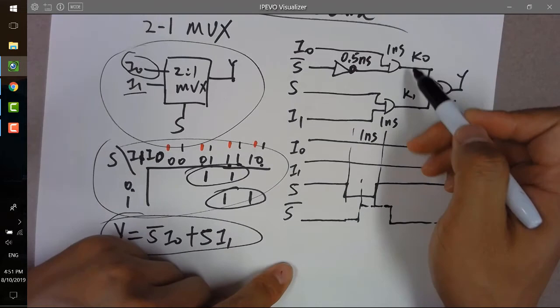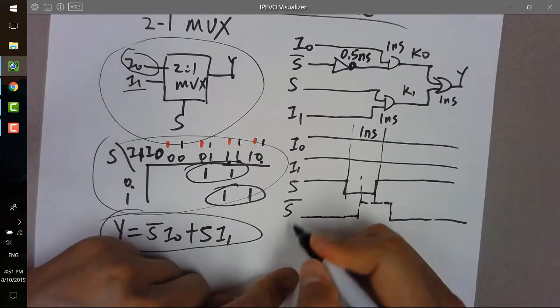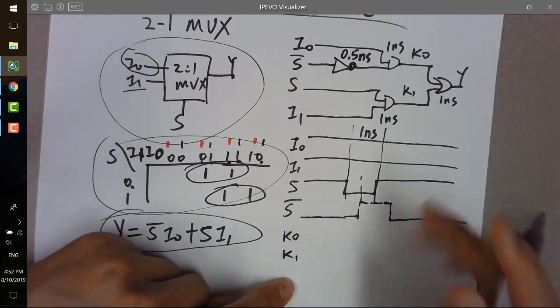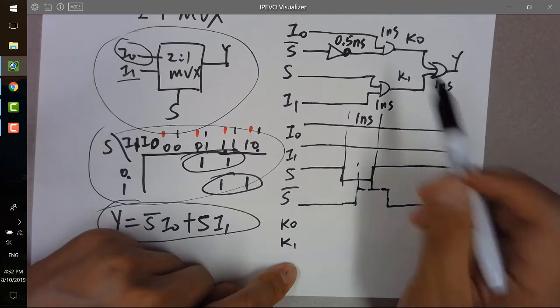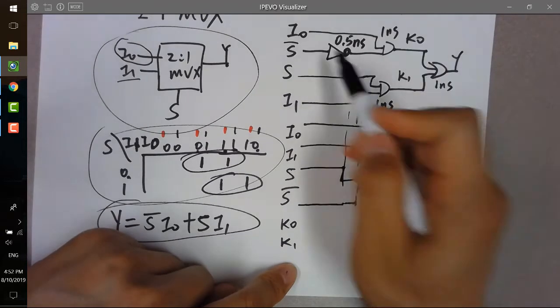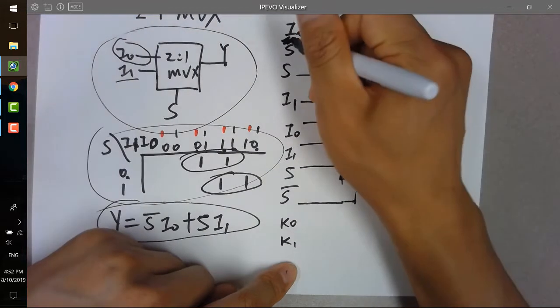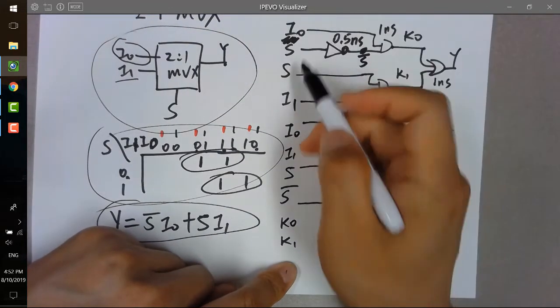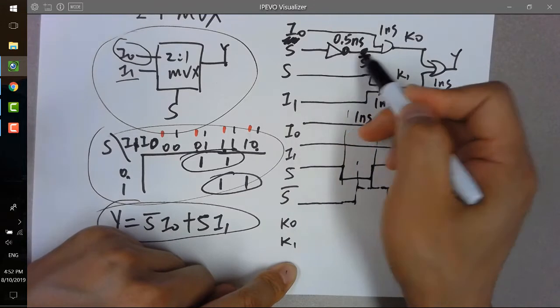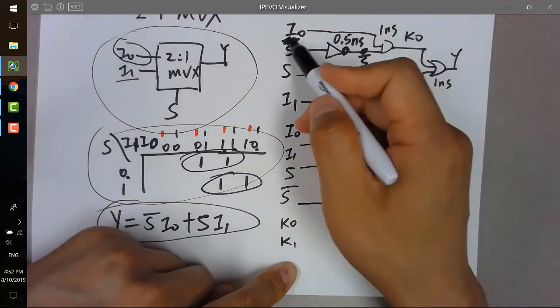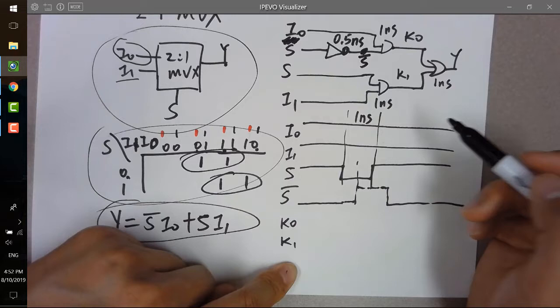And then we look at these signals and think about what K0 and K1 are. What are they? So now you can see that K0 is actually this signal. No, here it's still S, but here it's S bar, right? So S bar is inverted, you get S bar. I'm sorry for that, there was a mistake over there just in the very beginning.